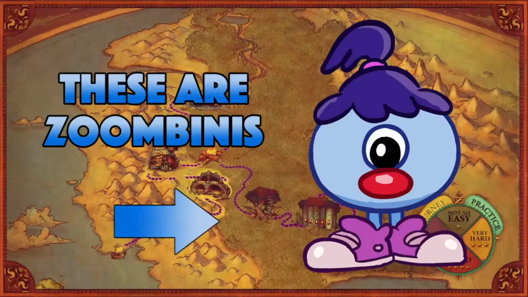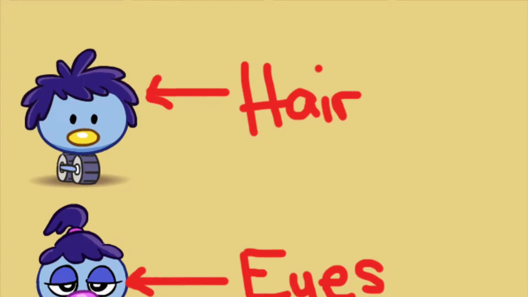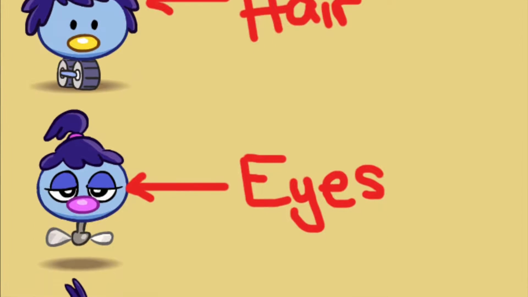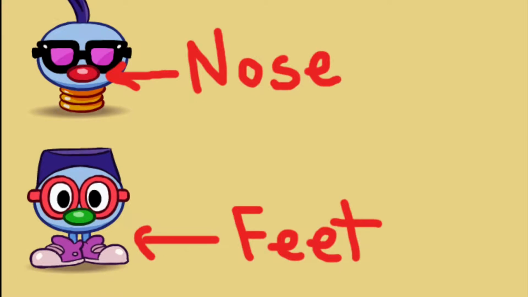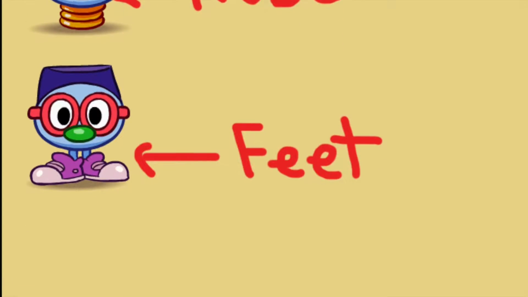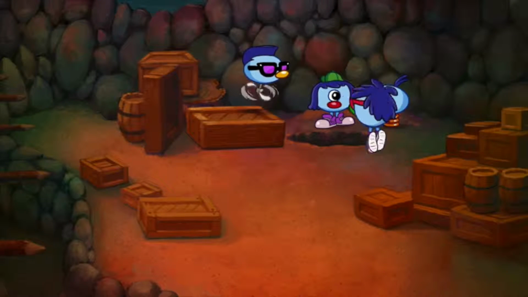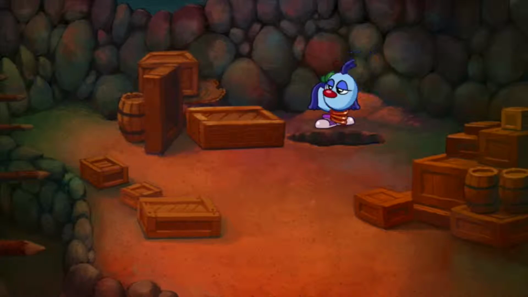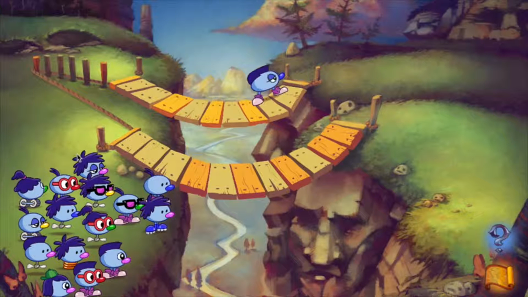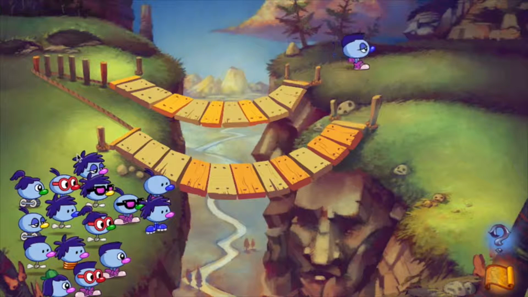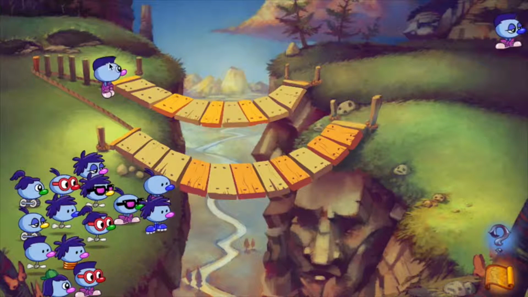Zoombinis are these adorable little creatures that have different characteristics: hair, eyes, nose, and feet, in all different combinations and permutations. And through the logic puzzles, different combinations of Zoombinis characteristics will get through and others will have to wait. In all the different Zoombinis puzzles, the characteristics come into play.